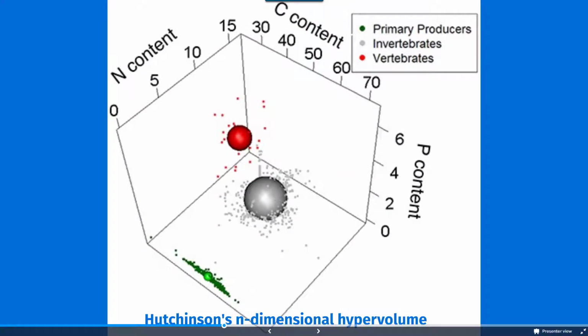And in this particular figure, we have an example of what we call Hutchinson's n-dimensional hypervolume, and oftentimes this figure is another way we can represent the ideal parameters for organisms within an ecosystem. So in this particular figure, we have a 3D image with nitrogen content, carbon content, and phosphorus content indicated along the X, Y, and Z axes. In the green, we have the conditions that are ideal for the primary producers. The gray indicates the conditions that are ideal for the invertebrates, and the red are conditions that are ideal for vertebrates. So it's interesting to note that there are some organisms that can have larger tolerances or ranges, whereas others are a little bit more restricted, as in our plants or our primary producers in this example here.